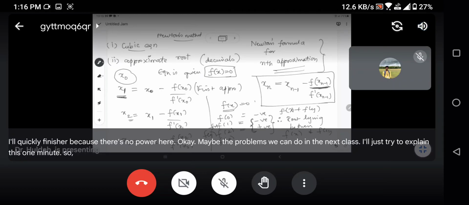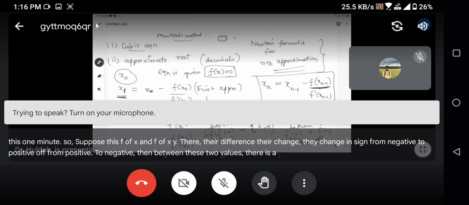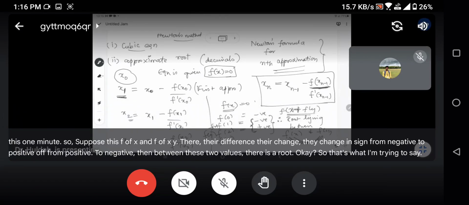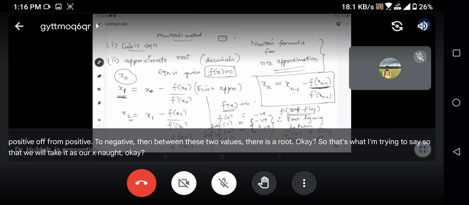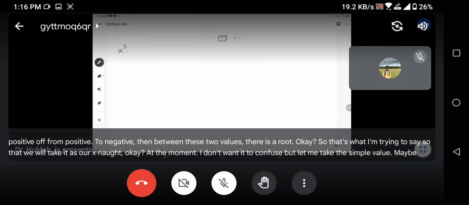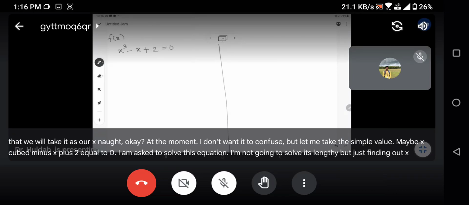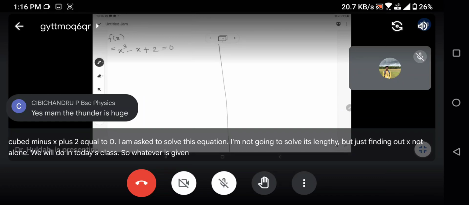Suppose f of x and f of y, their difference, change in sign from negative to positive or from positive to negative. Then between these two values, there is a root. So that we will take as our x naught. At the moment, I don't want to confuse, so let me take a simple equation, x cube minus x plus 2 equal to 0. I am asked to solve this equation. I'm not going to solve it, it's lengthy, but just finding x naught alone we will do in today's class. So whatever is given, you take it as your f of x.